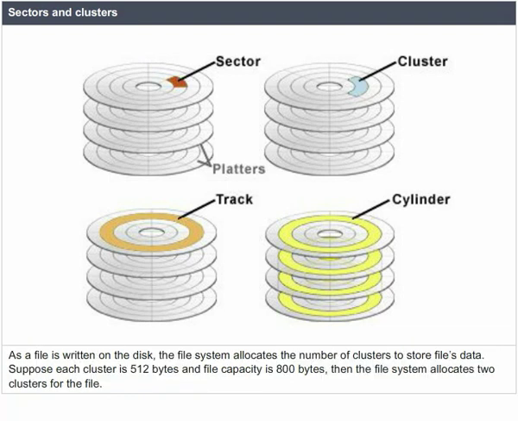As a file is written on the disk, the file system allocates a number of clusters to store the file's data. Suppose each cluster is 512 bytes and file capacity is 800 bytes, then the file system allocates 2 clusters for the file. Working of hard disk.